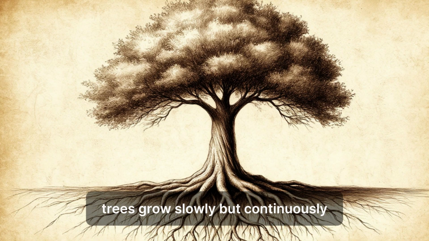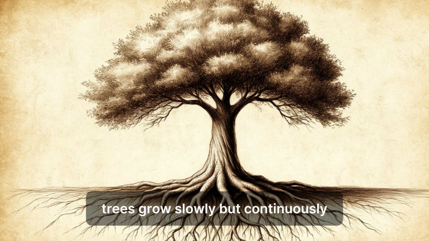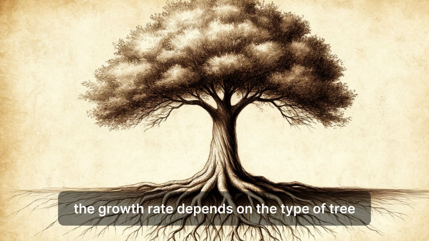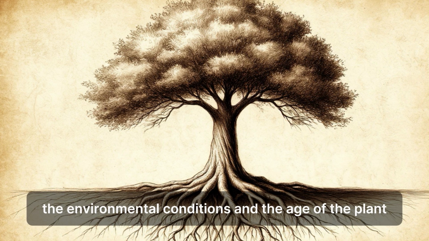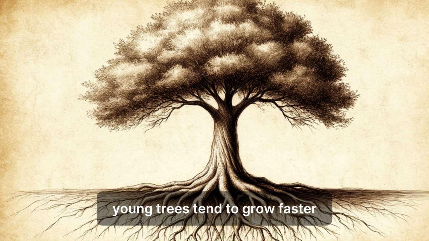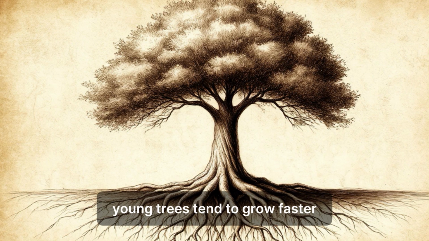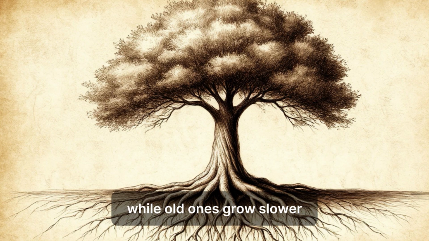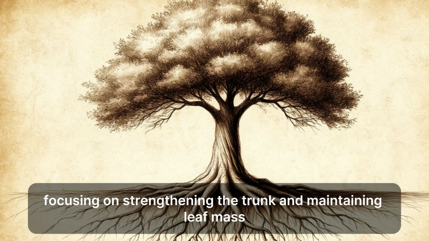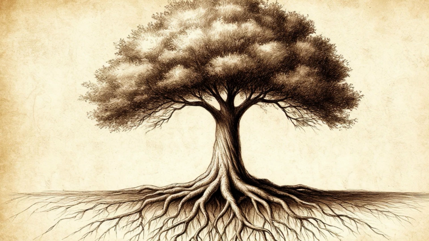Trees grow slowly but continuously. The growth rate depends on the type of tree, the environmental conditions, and the age of the plant. Young trees tend to grow faster, while old ones grow slower, focusing on strengthening the trunk and maintaining leaf mass.